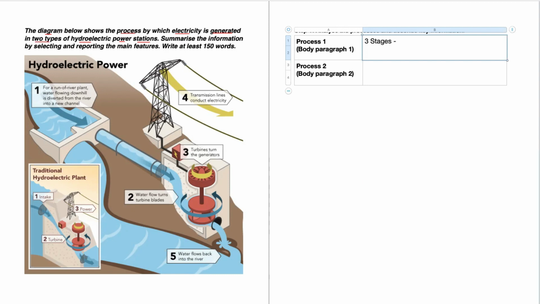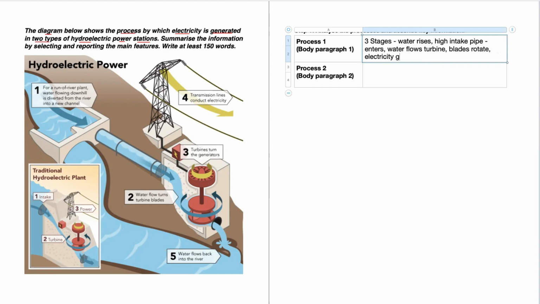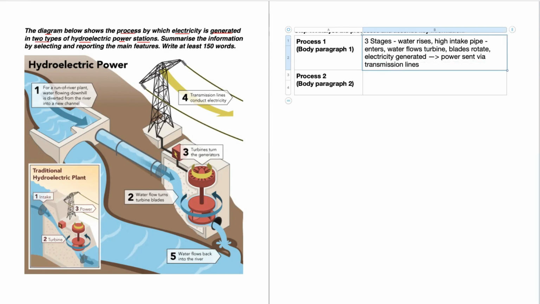I'm going to talk about how the water rises and then it's high enough to go in an intake pipe, because that is exactly what we see here. So I'm looking right from the left, seeing that it goes into an intake pipe. Then the water flows into a turbine chamber, the blades rotate, and then electricity is generated. Then I see that the power is sent to customers with what looks to be transmission lines. So I'm just going to make that note. And that is all we really have to say for the process 1.